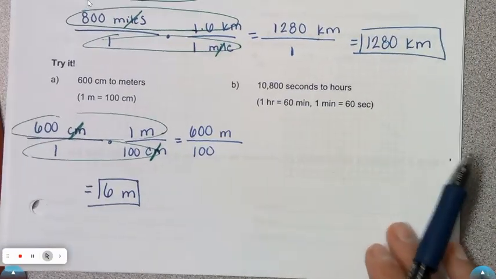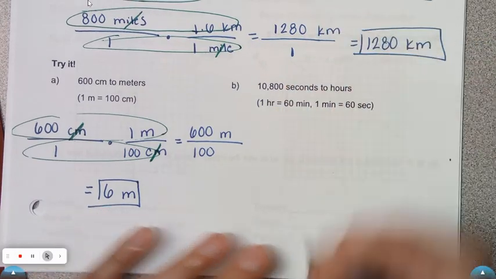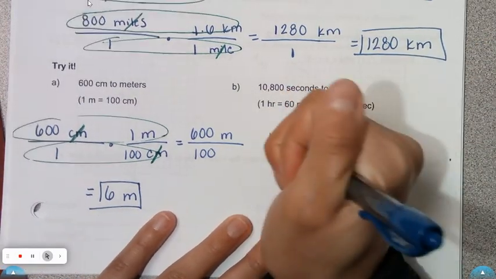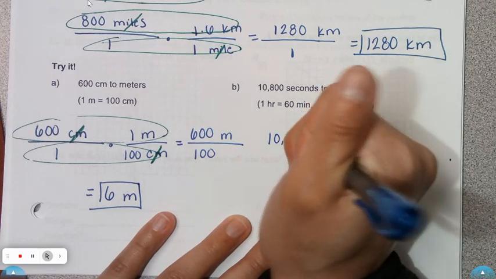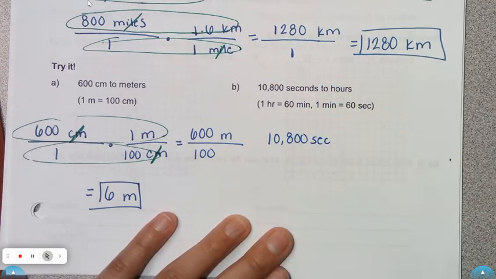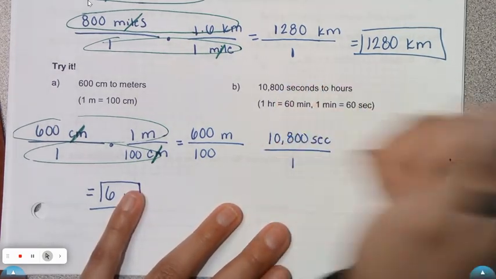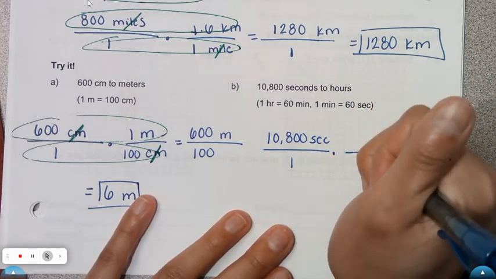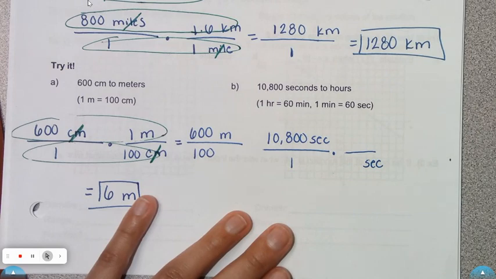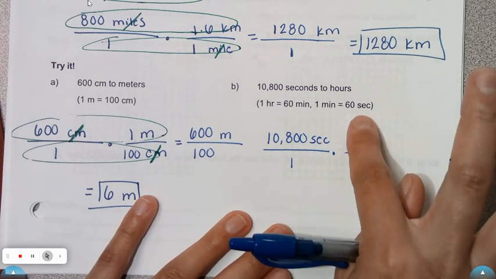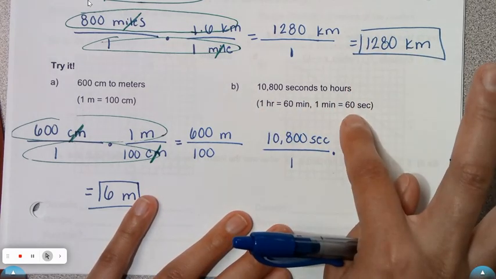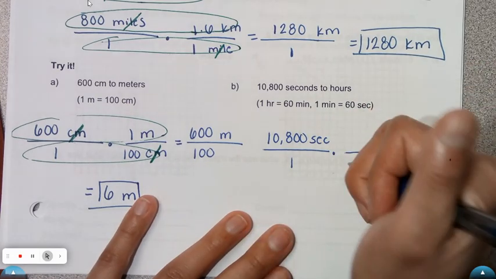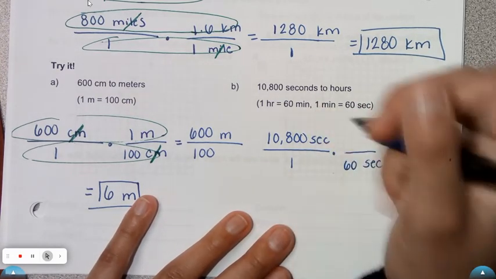Okay, let's try letter B. So we're going to start off with the 10,800 seconds over 1. If seconds is on top, seconds has to go on the bottom. Look for where you see seconds. Seconds is right here. The number in front of that is the 60. So the 60 goes here, and that goes with 1 minute.